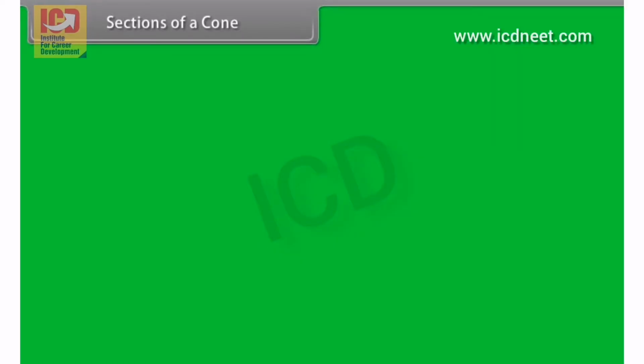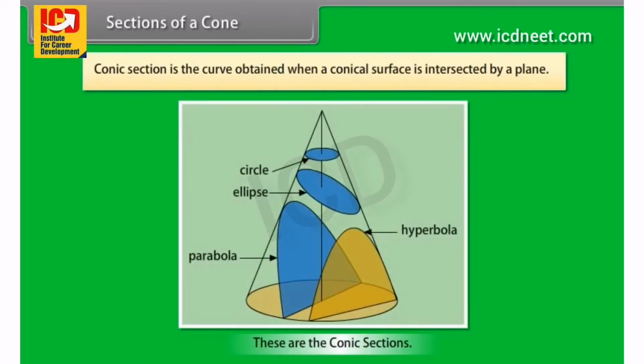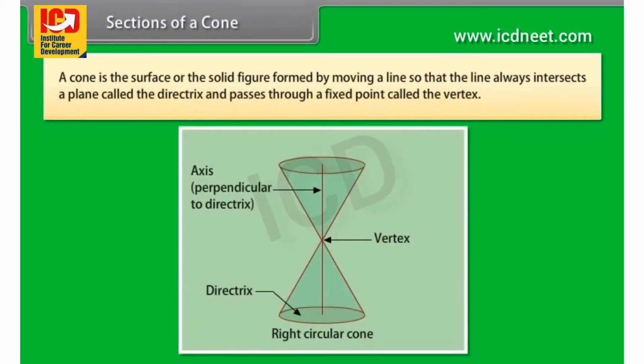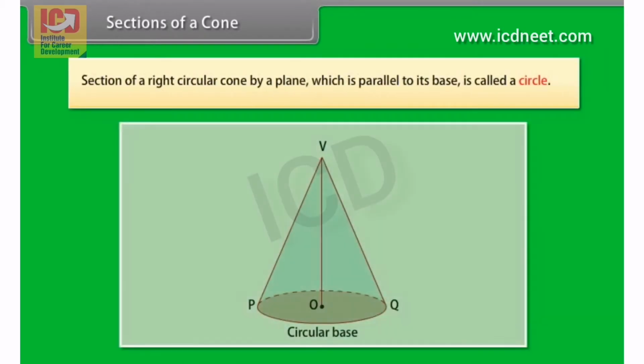Sections of a cone. Conic section is the curve obtained when a conical surface is intersected by a plane. We know that a cone is the surface or the solid figure formed by moving a line so that the line always intersects a plane called the directrix and passes through a fixed point called the vertex. Now, we will discuss various sections of a right circular cone.